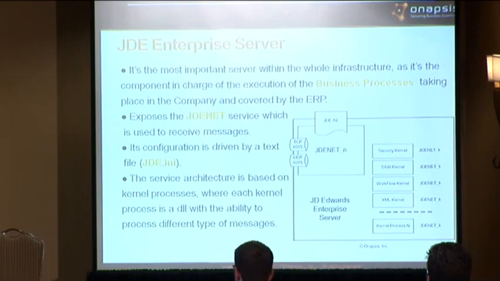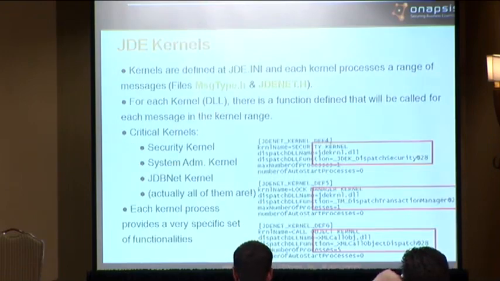We have been focusing highly on the security kernel, the SOA kernel, and the system administration workbench kernel, because these are the most critical from the security point of view. But if you think about this, all the kernels are actually critical, because the rest of the kernels are either processing business information, connecting to the database, or releasing batch processes. So all the different kernels in the JD Edwards infrastructure are critical.